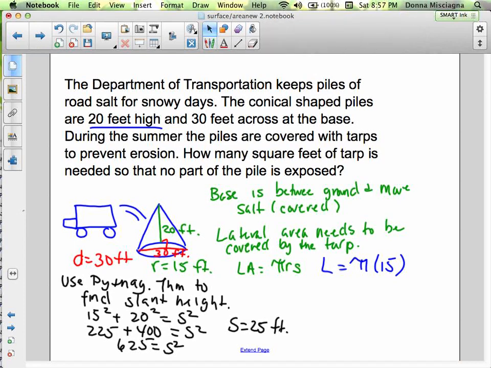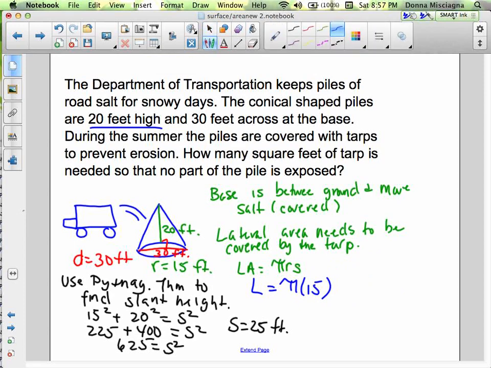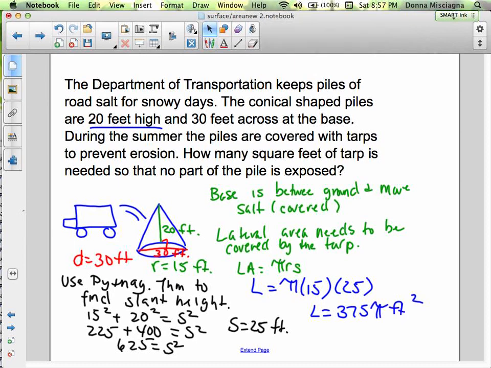And now I can put this back. So our lateral area is pi times 15 times our slant of 25. Now all we have to do is multiply. So 10 times 25 is 250. 5 times 25 would be half that. So 250 plus 125 is going to be 375. So our lateral area is 375 pi feet squared. That's exactly how much tarp we need, and no more.